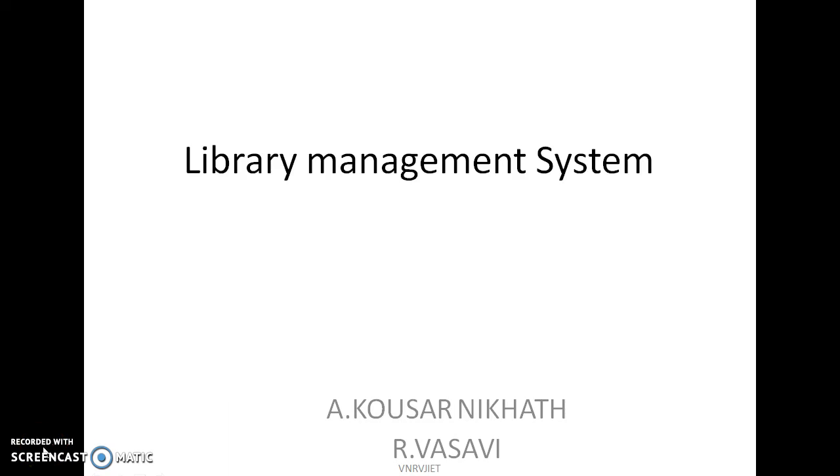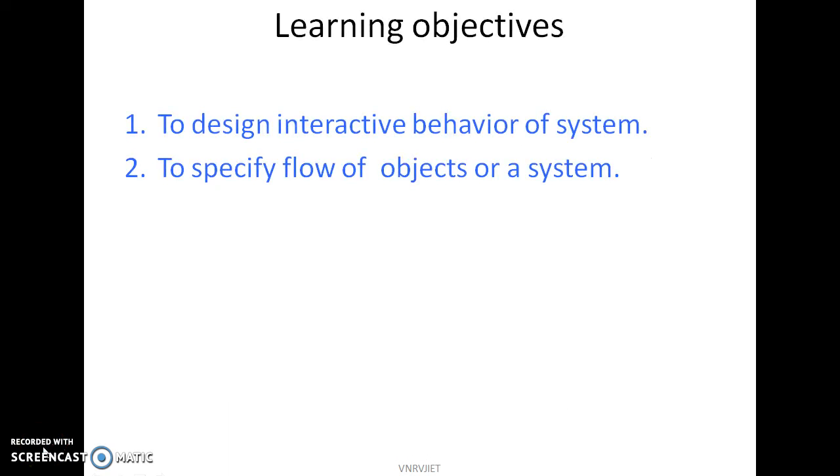Today we'll see how to render the sequence and collaboration diagram. The main purpose of learning this is to render the specific flow of the business objects for a particular system, and also to show the interactive behavior of a particular system.